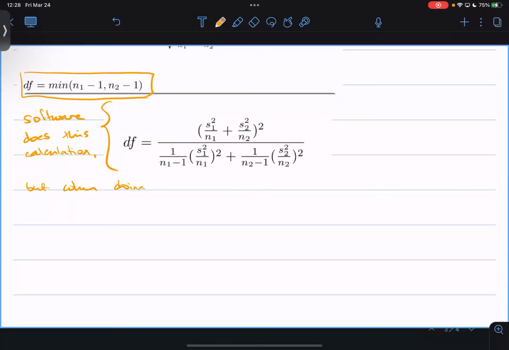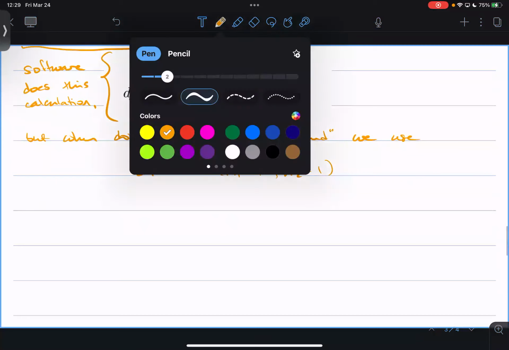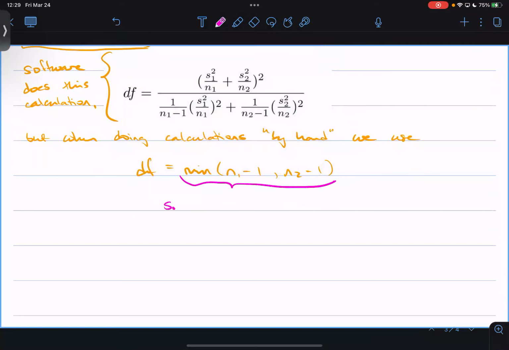But when doing calculations by hand, obviously, you can use a calculator, but we use the degrees of freedom as the minimum of n1 minus 1 and n2 minus 1, so the minimum function, but this really is just the smaller sample size minus 1.